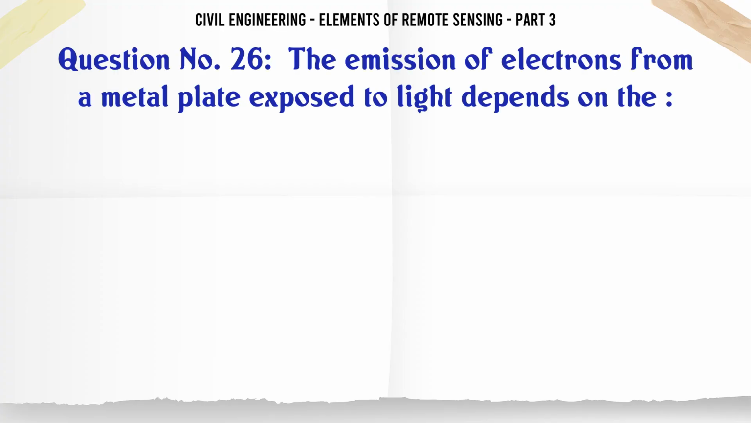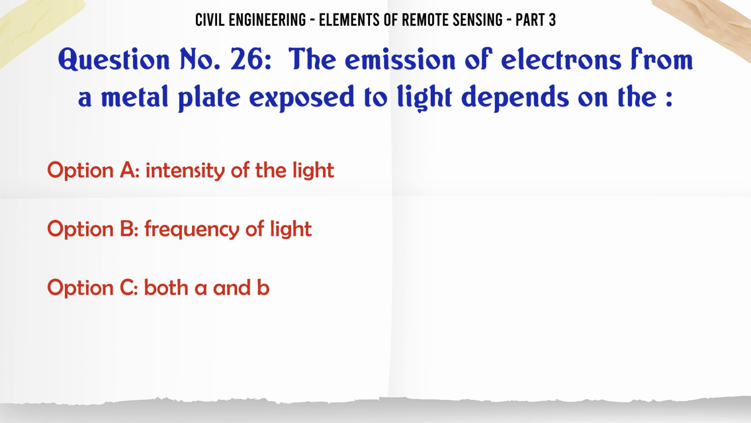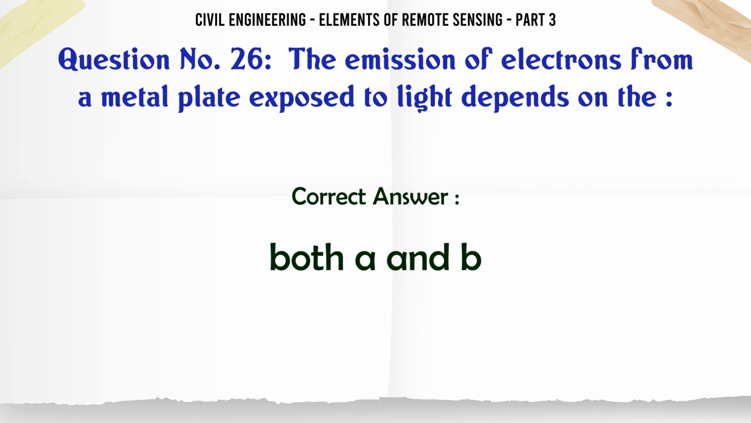The emission of electrons from a metal plate exposed to light depends on: A. Intensity of the light. B. Frequency of light. C. Both A and B. D. Neither A nor B. The correct answer is both A and B.